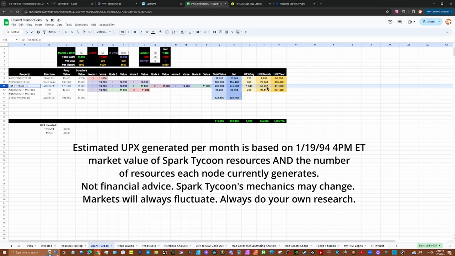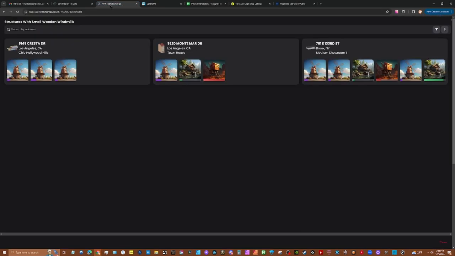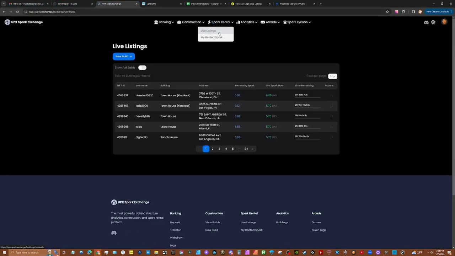This is bringing utility to Upland properties and Upland buildings, a reason to build. And you're starting to see, if you go on Spark Exchange and take a look at the Spark Rental live listings, there are a lot of people building, because they're trying to build out nodes to increase the value so that they can recoup a lot of their costs of the property.